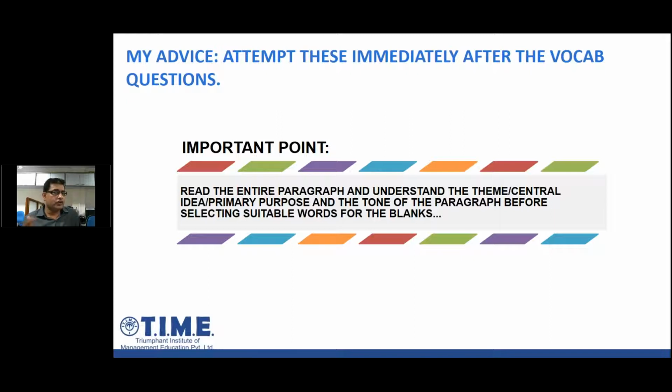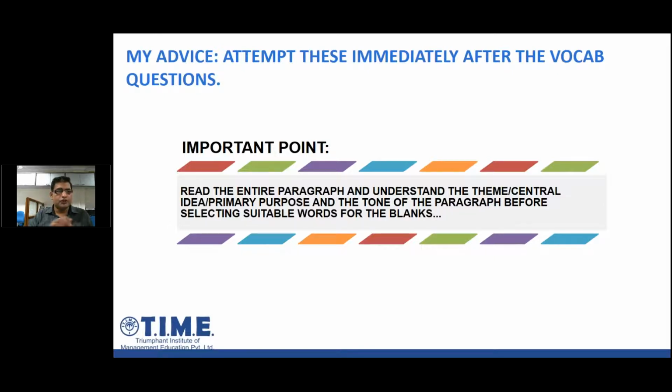If you don't do this, for example, some students are there. The problem is in SSC, they actually give you the paragraph and the question for the blank immediately. So a student may try to answer the question for the first blank and then move on to the second blank. Don't do that. Please do not do that. Read the entire paragraph first and then start selecting the words. Read the entire paragraph first. Repeat. And then only select the words. So this is my advice for cloze test.